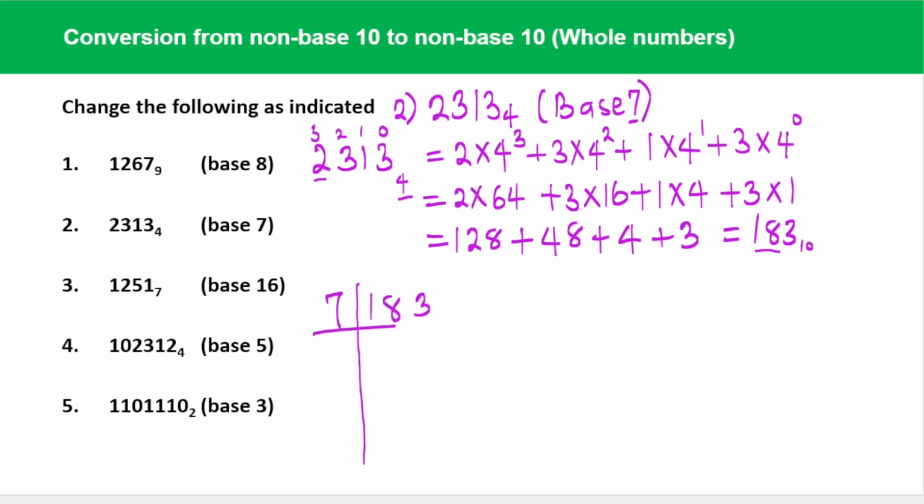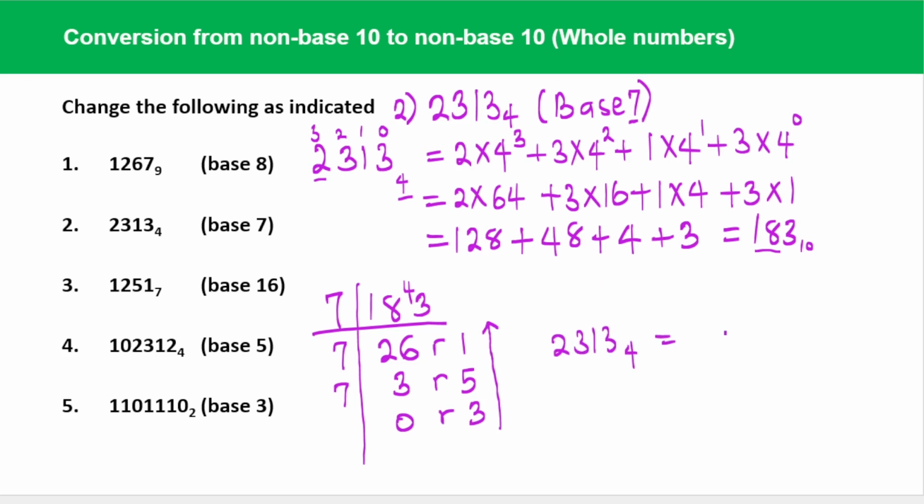183. 7 in 18, that will be 2, remainder 4. 7 in 43, that will give us 6, remainder 1. 7 in 26 is 3, remainder 5. 7 in 3 is 0, remainder 3. Therefore, our answer from the bottom to the top is 2313 base 4 is equal to 351 base 7.